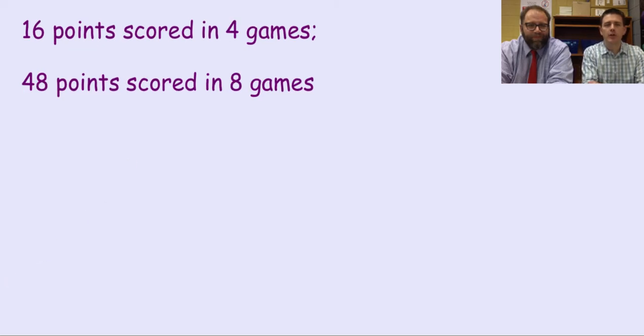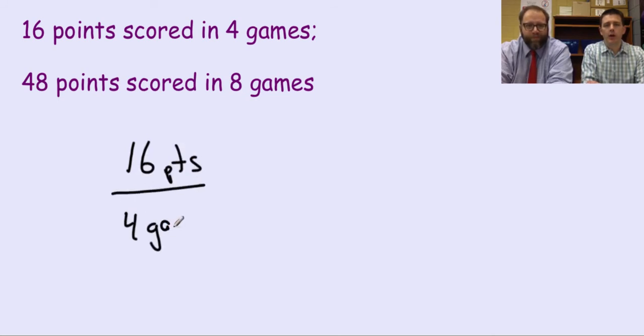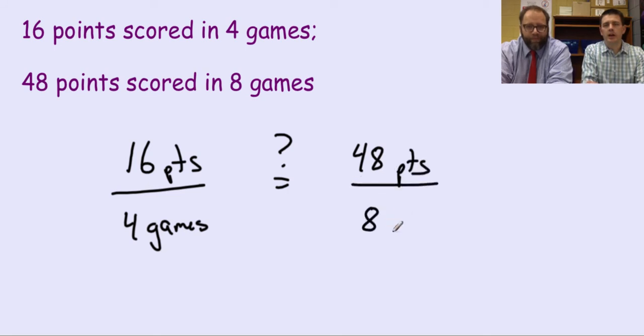So let's try another one. 16 points scored in 4 games, 48 points scored in 8 games. We want to see, are they scoring points at the same rate? Are those equivalent? So we write them as rates. 16 points in 4 games. We want to know, is that equal to 48 points in 8 games? So we simply write each of them as a rate.